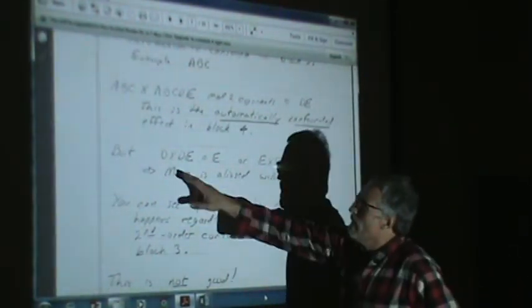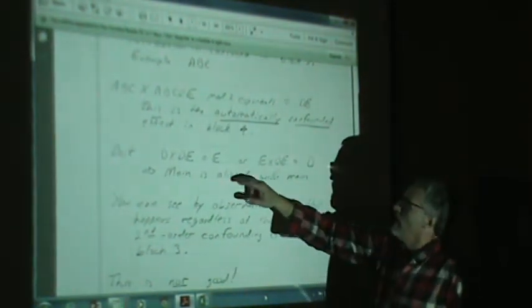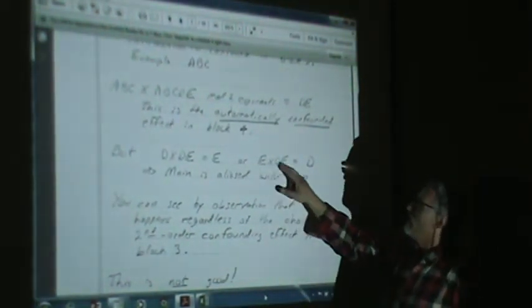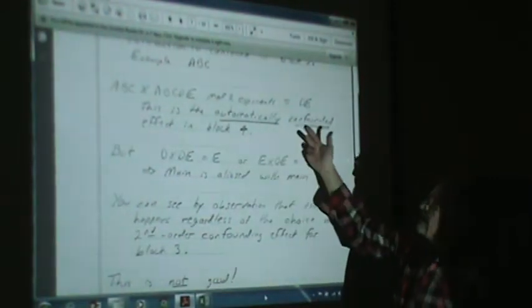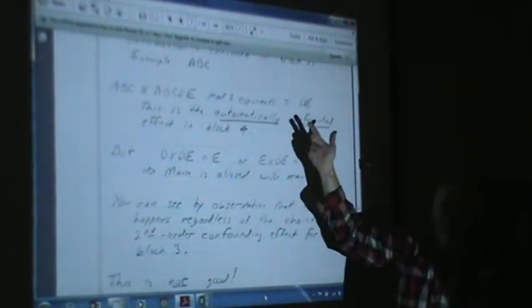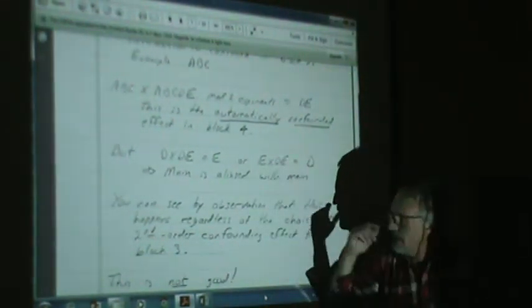Now let's analyze this. Remember, if we multiply D times DE and mod it with 2, you get E, or E times DE mod 2, you get D. So this is bad. If we automatically confound this DE in block 4, then D is aliased with E, and E with D. That's not a good setup.